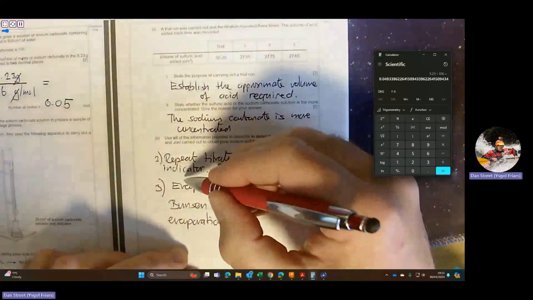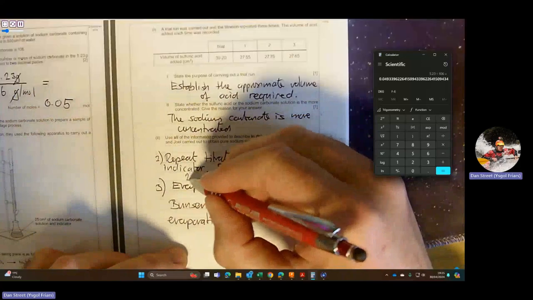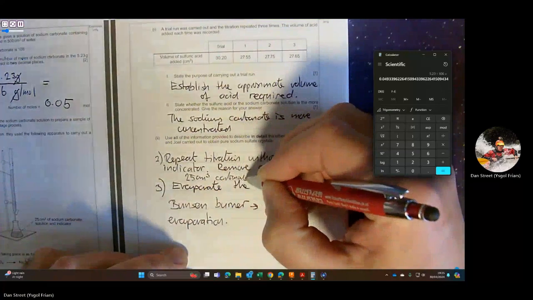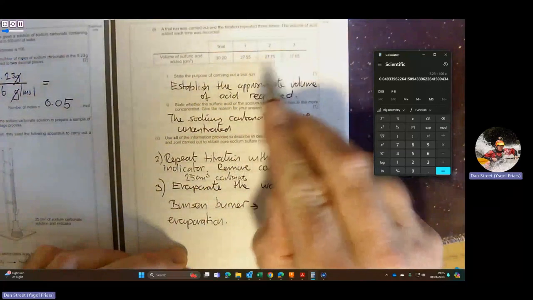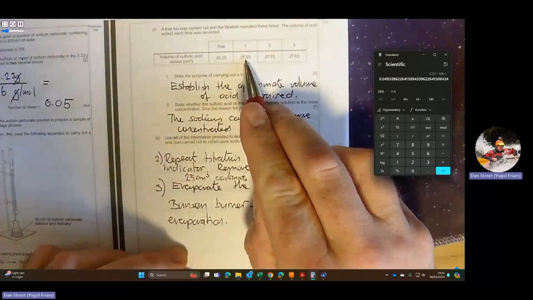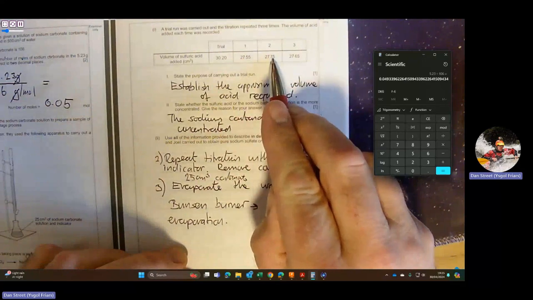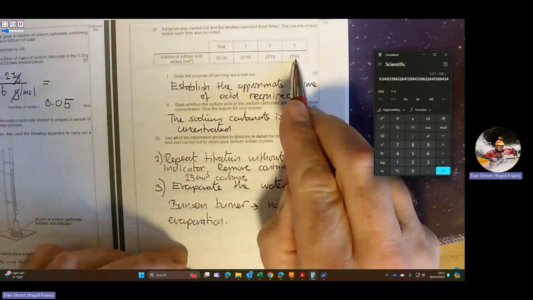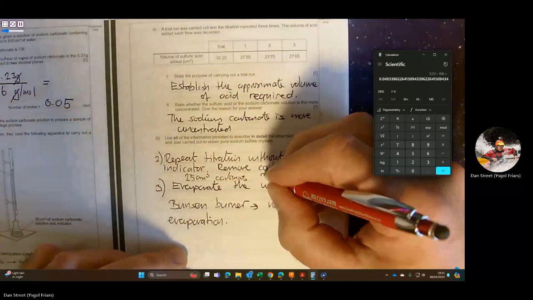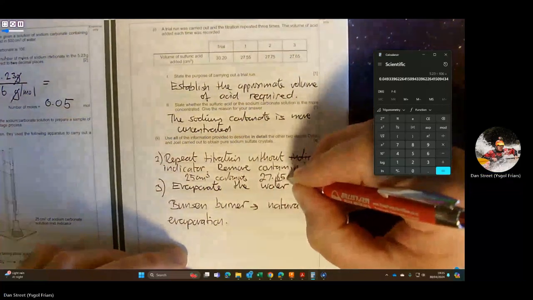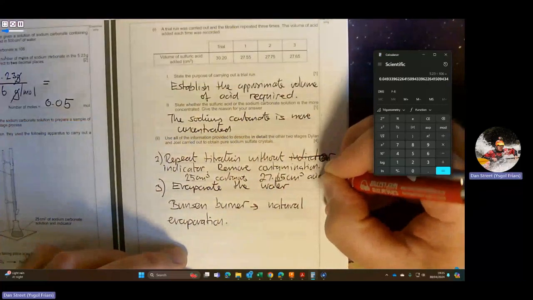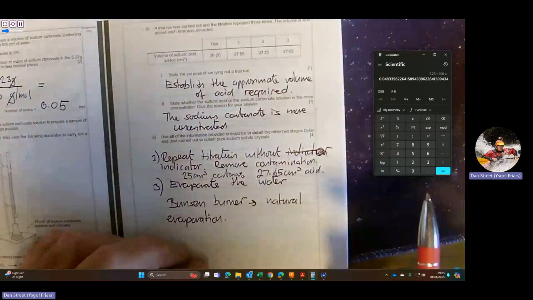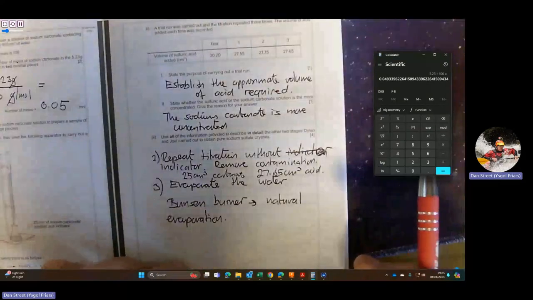At this stage, it's probably important that you do mention that you use 25 cm cubed of the carbonate. And then the average of these three values, 27.55, 27.75, and 27.65, is actually 27.65, because that's in the middle. So 27.65 cm cubed of acid. Okay, so that's using the results from the first part in order to inform how much to use in the second part.